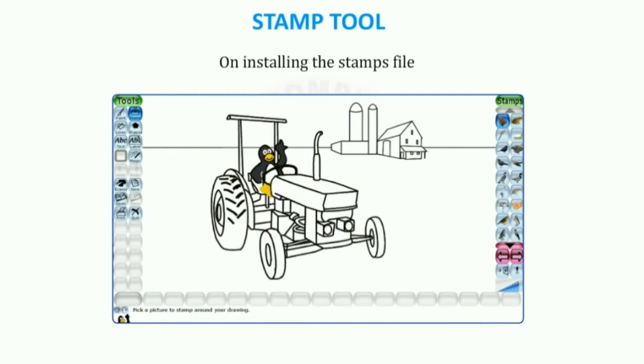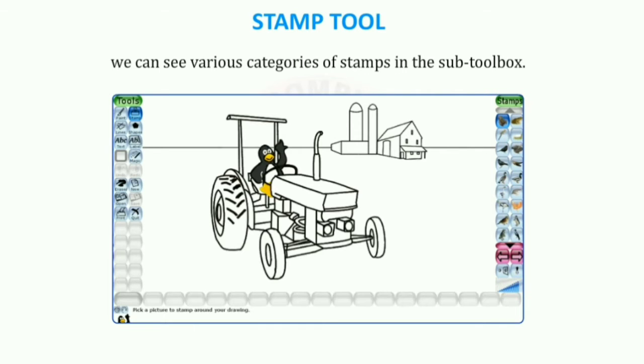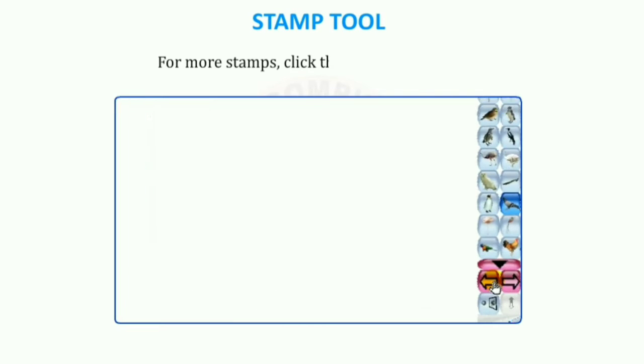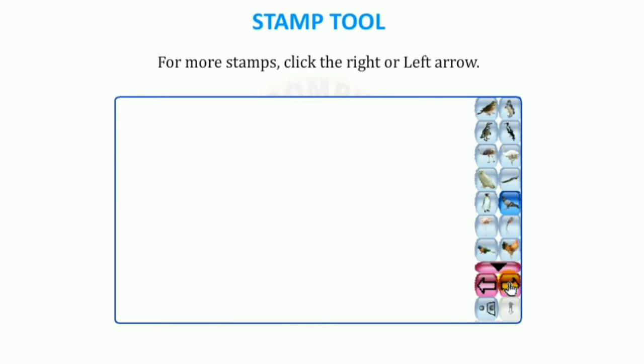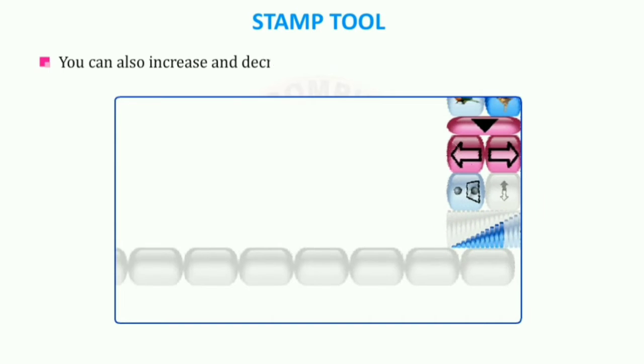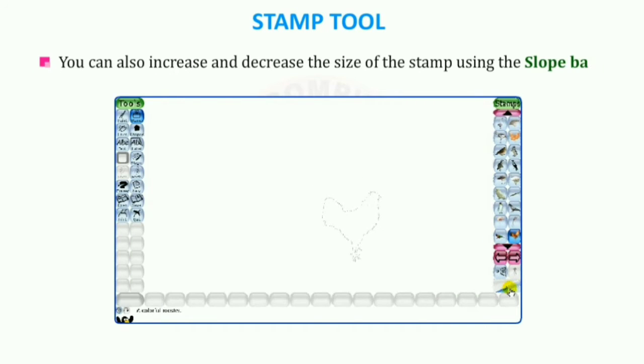On installing the stamps file, we can see various categories of stamps in the sub-toolbox. Click the Stamp tool. Choose any one stamp from the sub-toolbox. For more stamps, click the right or left arrow. Select the cock stamp. You can also increase and decrease the size of the stamp using the slope bar just above the colors palette in the sub-toolbox.